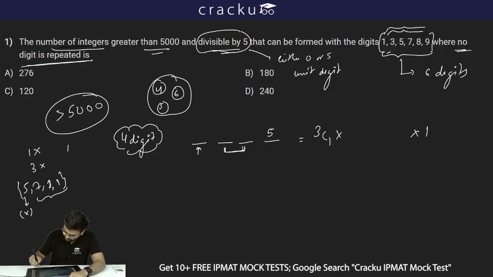Now we have 1, 3, 5, 7, 8 and 9. Now 5 is done and one more digit is done for the first place. For the second and third digits, we are left with only 4 digits. Let's say 5 is done and let's say 7 is also done.